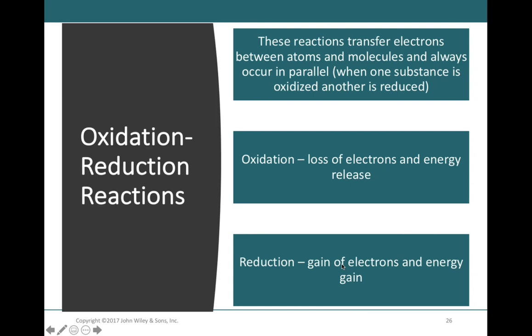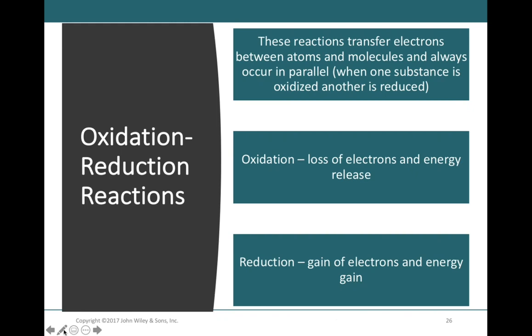Now, electrons are also going to be associated with energy. The more electrons we have in a particular molecule, the more energy we're going to have. So if we lose electrons and we oxidize a particular molecule, that molecule is going to release energy, and it's going to be less energized than it was before. While if we are reducing our molecule, that's going to cause the gain of energy, and our molecule is going to be more energized than it was before.